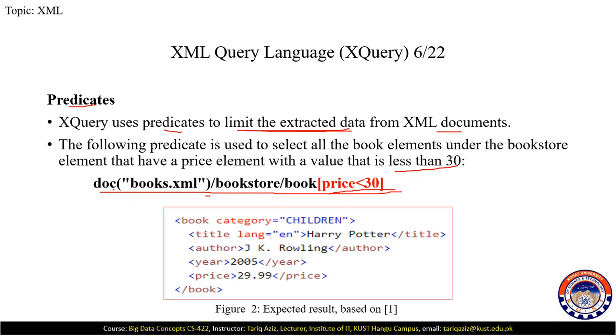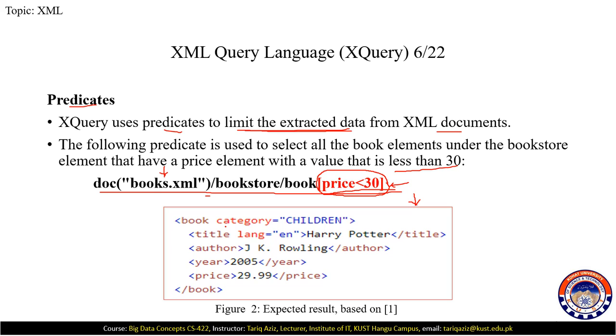We use the doc function because we want to open this XML document, and then the slash bookstore element, because this is the root node. Under this root node we have the slash book element, and then this is our predicate. This red text is our predicate: price less than 30. Dear students, this is our predicate because we want to limit the extracted data. We only want those books whose prices are less than 30. Now this is the result of the query.